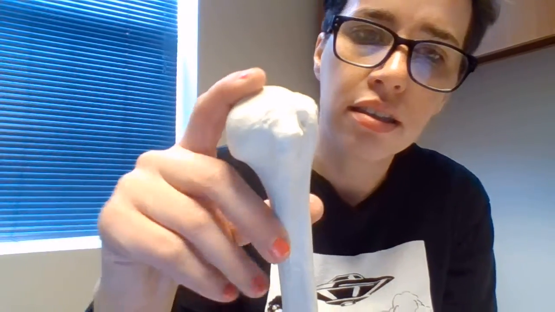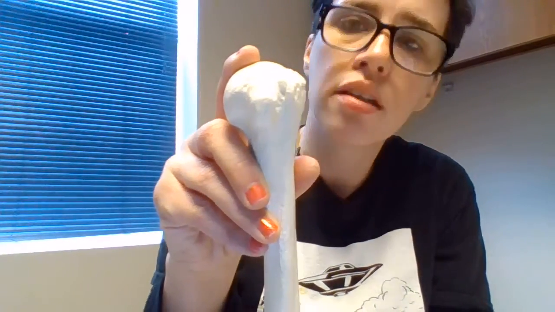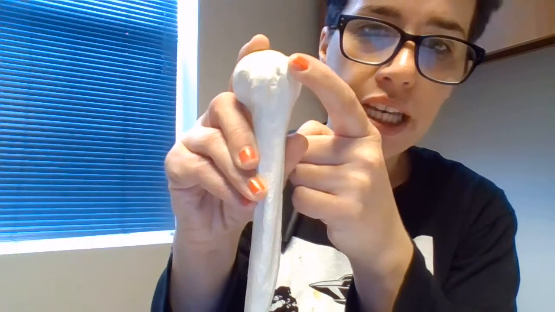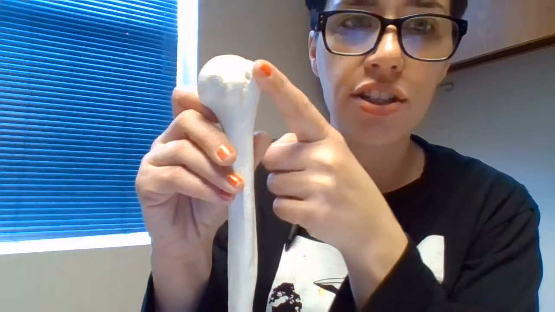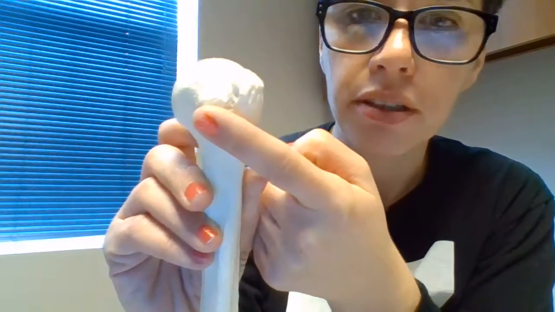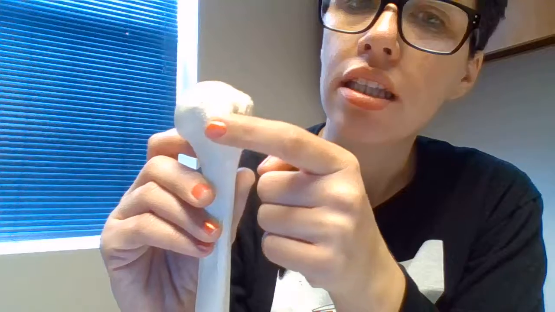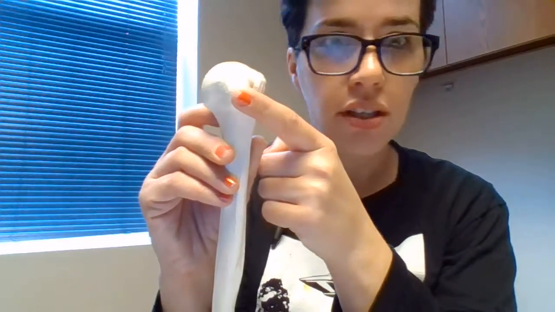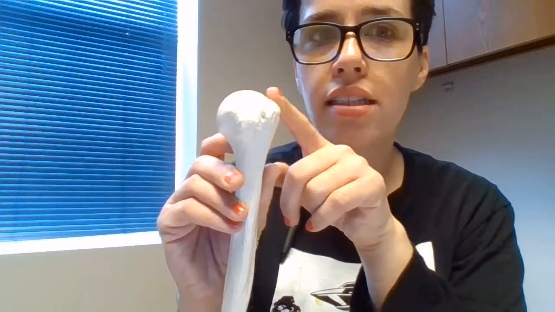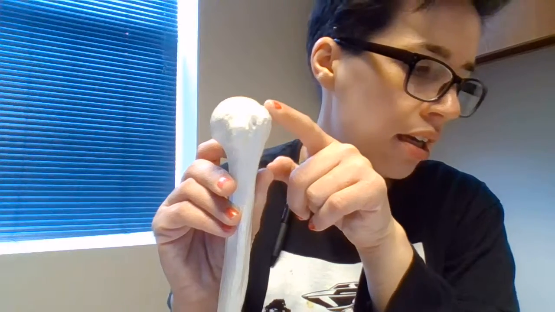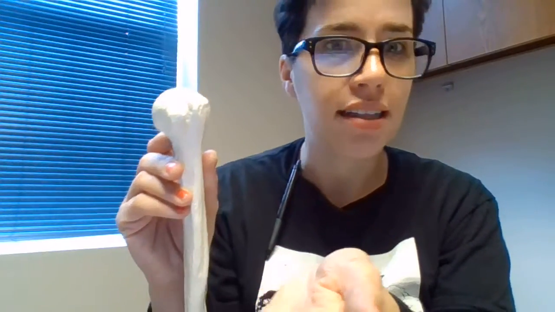So here's the head. Turn it a little bit. Here's the greater tubercle. It's just lateral to the head. That's your greater tubercle. And then you have the lesser tubercle, which is anterior and a bit smaller than the greater tubercle. So here's the head, greater tubercle, lesser tubercle. So the lesser tubercle is more anterior, and the greater tubercle is lateral to the head. It's lateral when you hold it on the correct side, I should say.